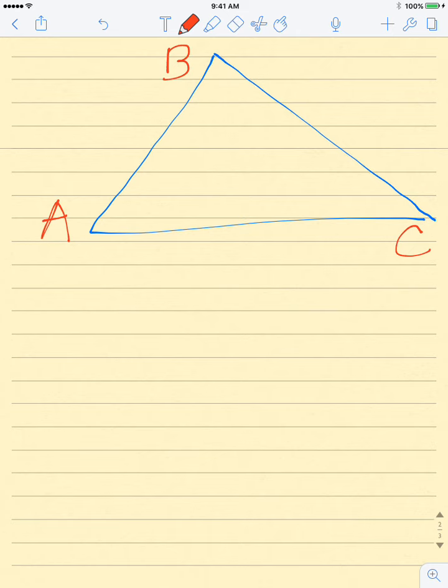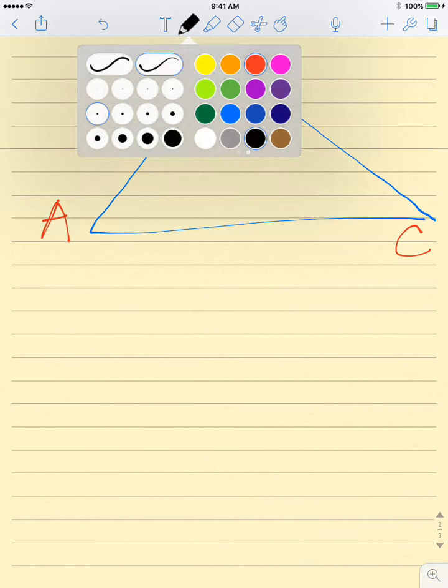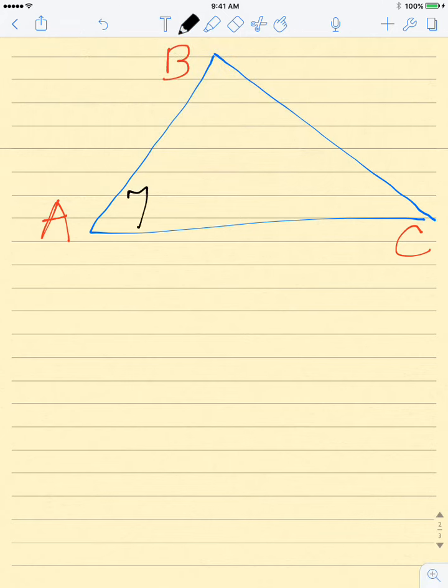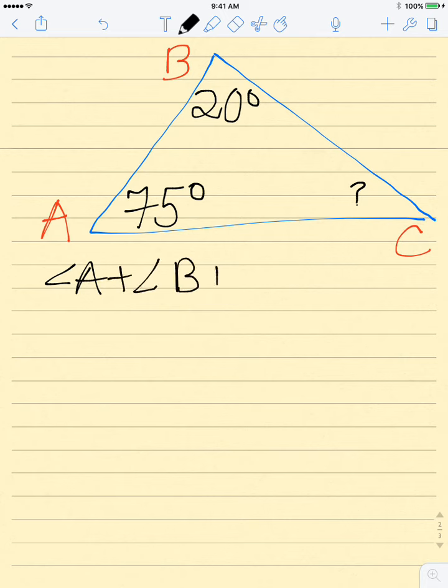And let's say I say that the measure of angle A is 75 degrees. And let's say the measure of angle B is 20 degrees. And we need to find the measure of angle C. Well, the same theorem applies, that the measure of angle A plus the measure of angle B plus the measure of angle C equals 180 degrees.